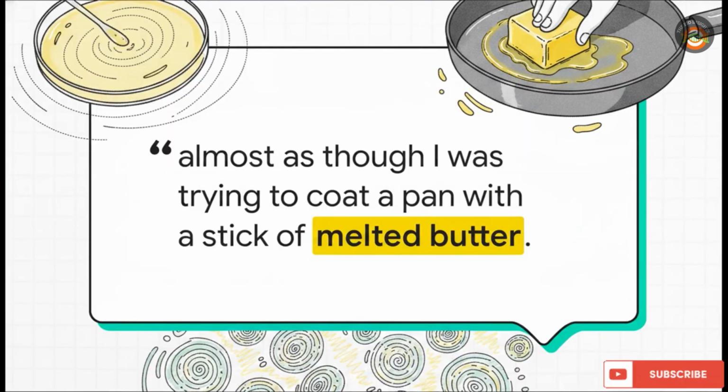Once you're sure it's cool, the actual spreading technique is just deeply satisfying. I absolutely love this description from Stephanie. She explains that you swirl the bacteria across the plate, quote, "almost as though I was trying to coat a pan with a stick of melted butter." I mean, it paints such a vivid mental picture, doesn't it? You have to be incredibly gentle but thoroughly complete, using this spinning motion to make sure those invisible cells are perfectly and evenly distributed across the entire surface of the agar.